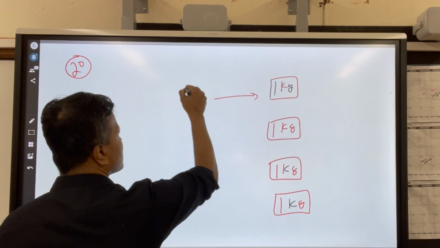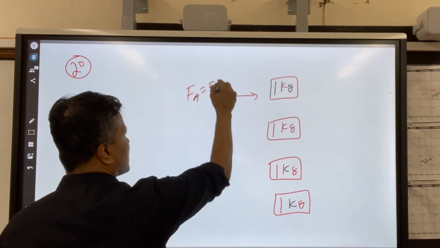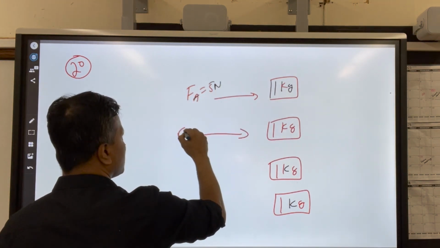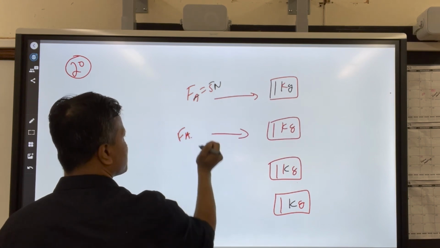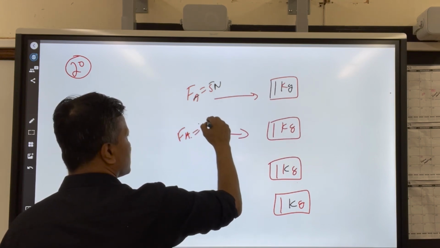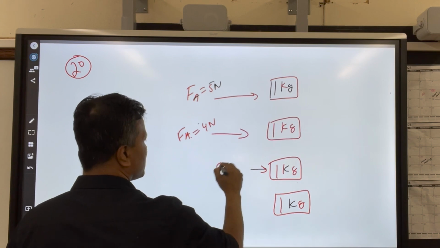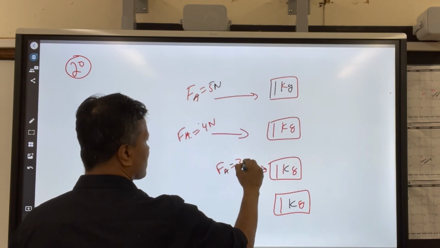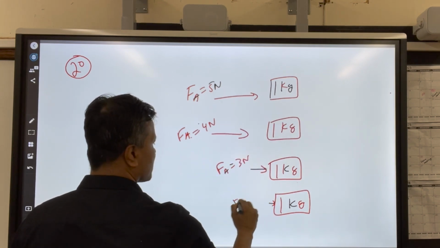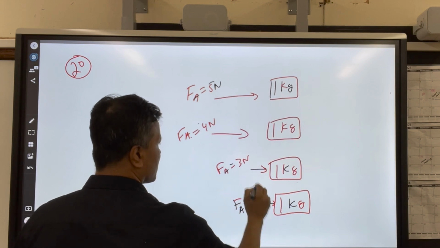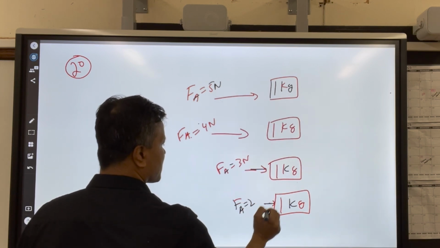I apply 5 newtons here. I applied 4 newtons here, so this is smaller. I applied 3 newtons here. And I applied 2 newtons here. Okay, make this one a little bigger and then make this one a little bigger.